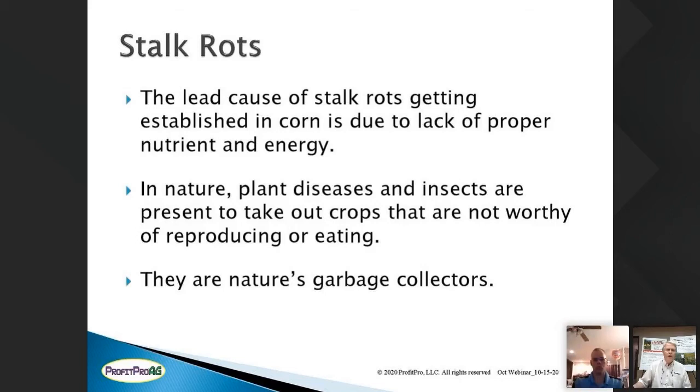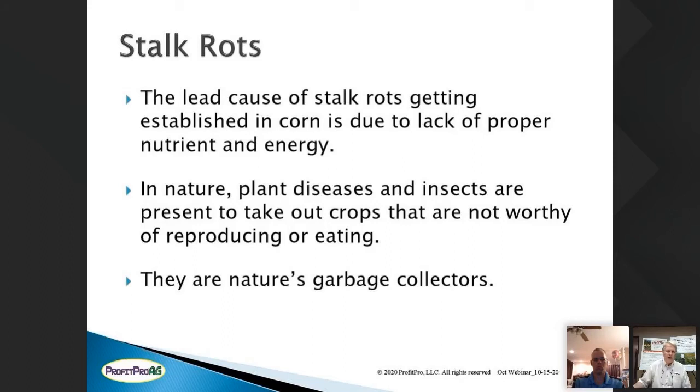And so the creator designed disease and insects to take that out. Man came along and said, I know better, so I'm going to invent insecticides and fungicides and treat the crops so we can keep it live long enough to harvest it. And then we'll feed it to our livestock and we'll eat it. And then we wonder why we have the health issues we do.